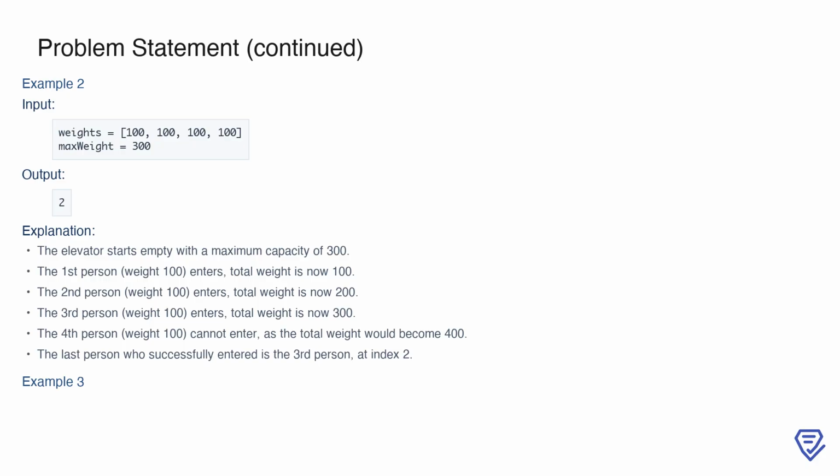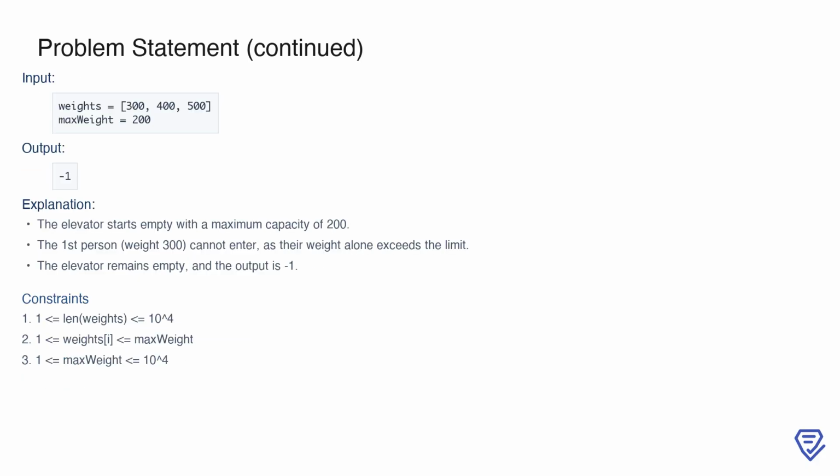The third person, with a weight of 100, enters next, bringing the total weight to exactly 300, which matches the capacity. At this point, the elevator is full, and the fourth person, who also weighs 100, cannot enter because their addition would exceed the limit. Therefore, the last person who successfully entered is the third person, at index 2, and the output is 2.